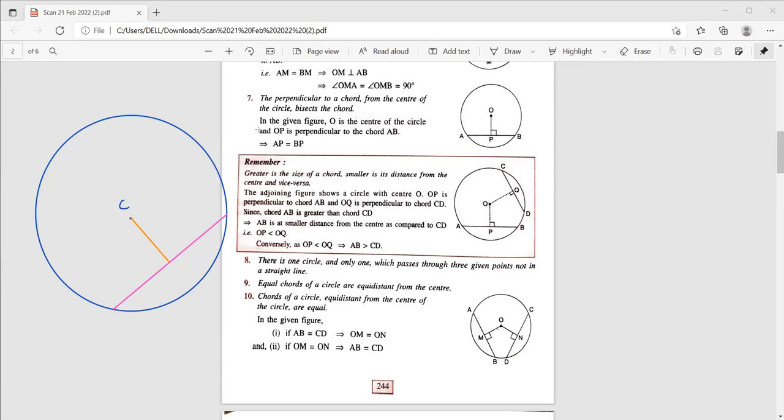Now I draw a bigger chord. Let me this time have a bigger chord. Say this is some chord PQ. Now I go for a bigger chord that is called RS. Now see, this is a bigger chord.